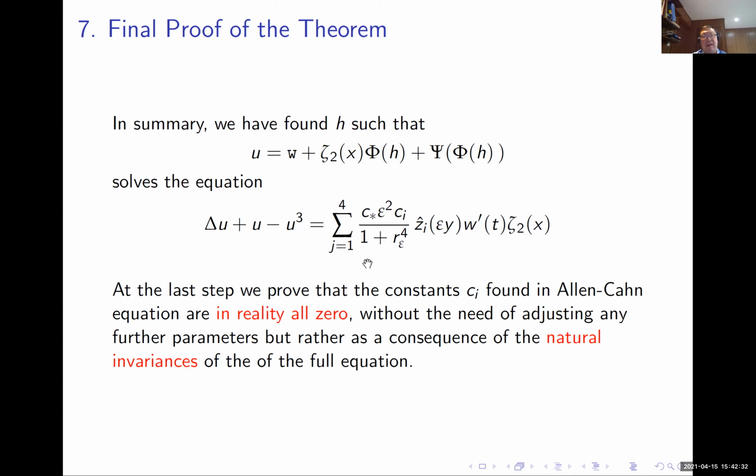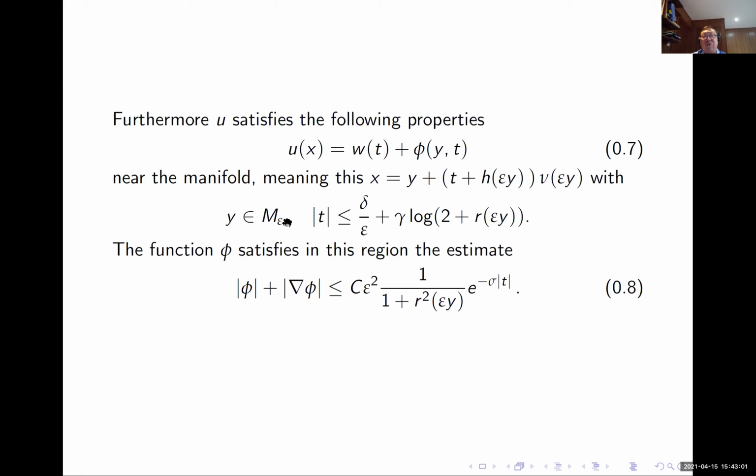So in the last step we prove that all these constants, these 4 terms, should in reality all be 0. And why? The reason is your left hand side problem has 4 invariances. So we also have the property of our solution. All this we need to use.